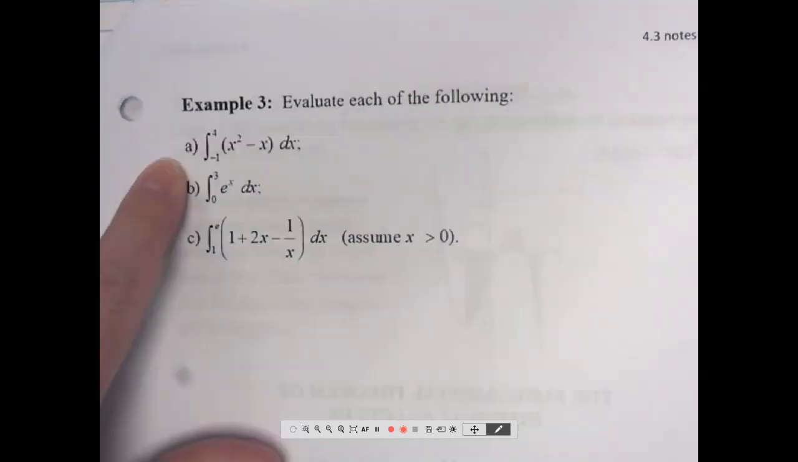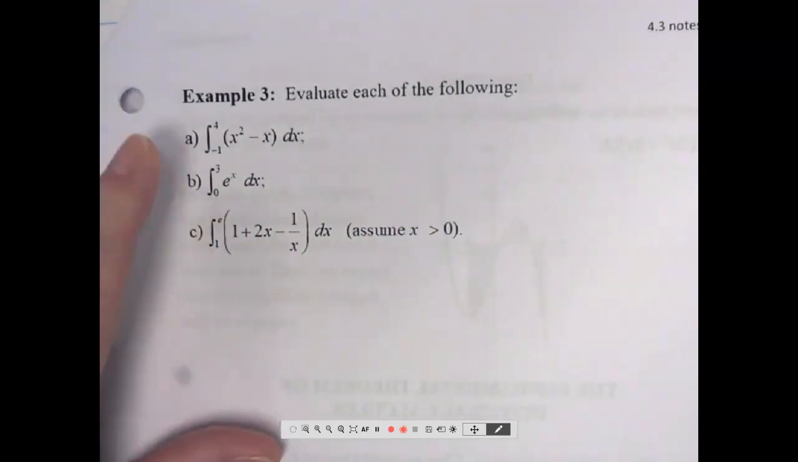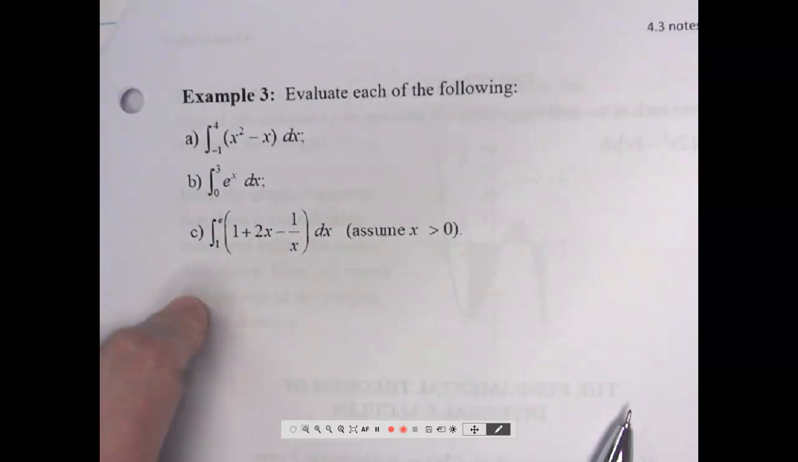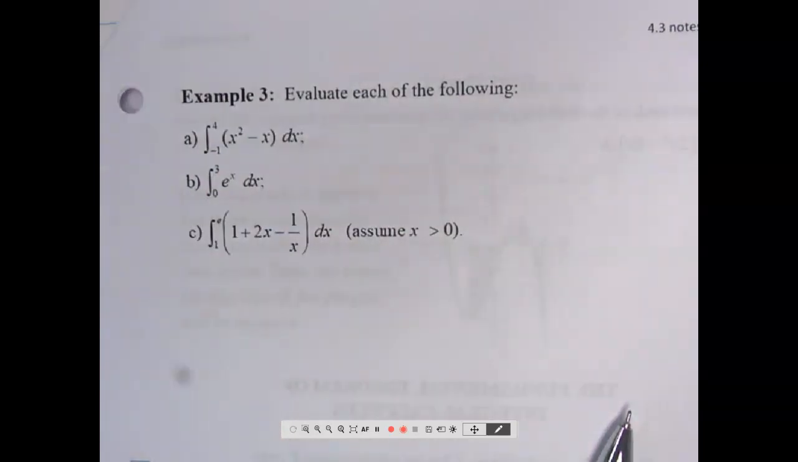You do a for me, and then I'll jump in with b in just a minute. But set up a. We'll set up b and c together. Tackle a for me. Talk to your neighbor and set up a.